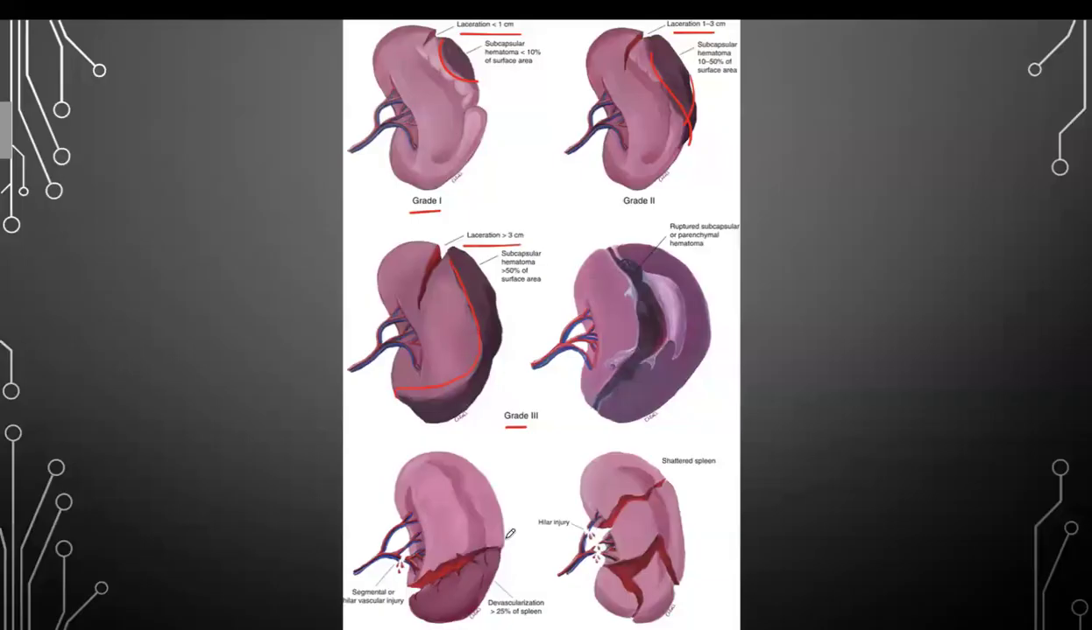Grade 4 is when at least 25% of the spleen is completely lacerated and devascularized, or there is some hilar or segmental vascular injury. So the vessels that supply the spleen have ruptured. Grade 5 is when the spleen is shattered into multiple pieces. Most of the time, up to grade 4, the patient will usually not bleed heavily. Grade 5 usually bleeds heavily and usually requires splenectomy.